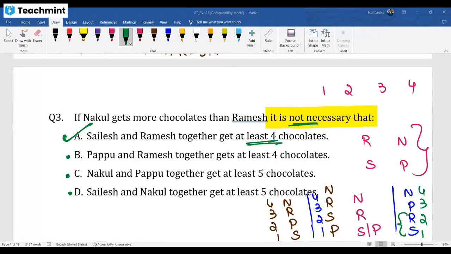Option A. See the fun in this question. We have 3 possibilities. Only thing what you know, already you know, Ramesh is more than Sailesh. Nakul is more than Pappu, or Pappu is less than Nakul. Now you got Nakul is more than Ramesh. It can be NR or NP. Then after R, R greater than S. So RPS or RSP we can take, or PRS we can take. So consider all things. You can get the idea, only option A is correct. 3 questions related to the same data, that were excellent questions they given.